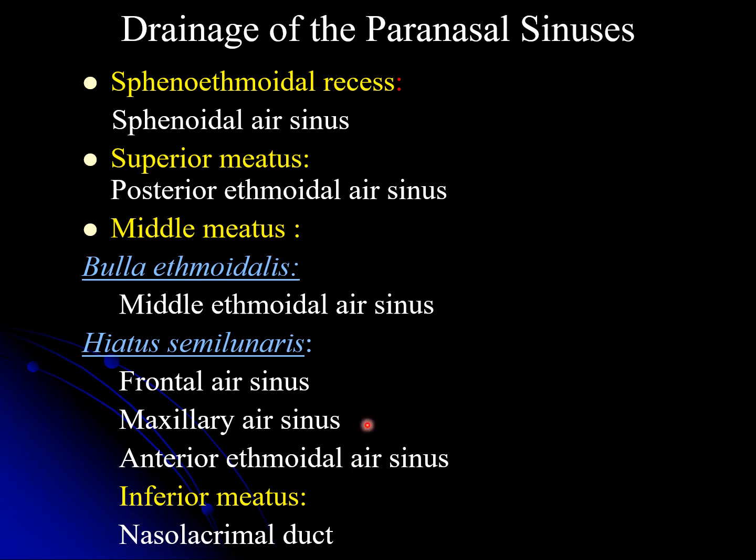Frontal and ethmoidal both drain in the upper part of the hiatus, and in the lower part, the floor, the maxillary sinus has its opening. And the inferior meatus is for the nasolacrimal duct. So these meatuses are the openings. This is the brief description of all the openings which are draining different sinuses.